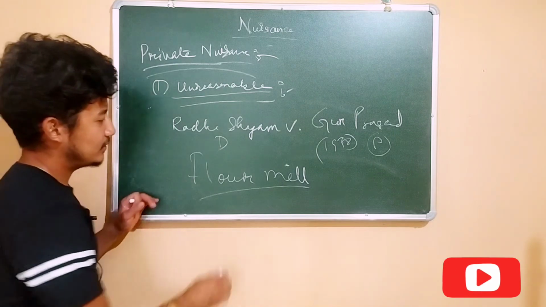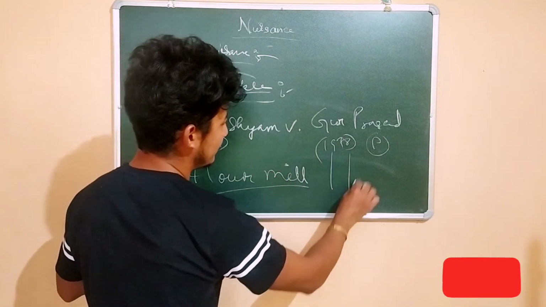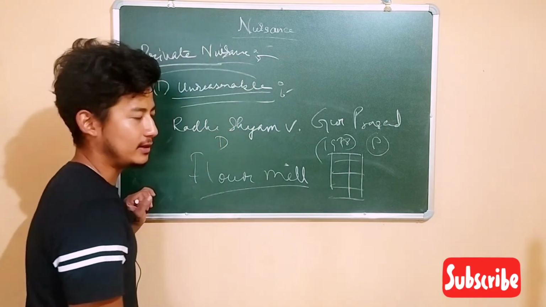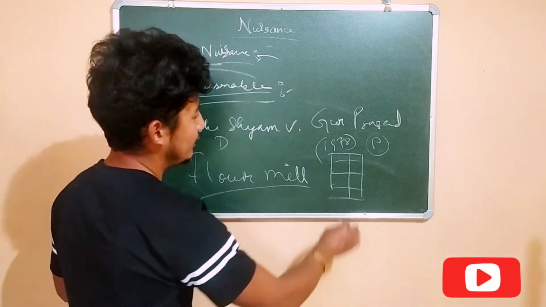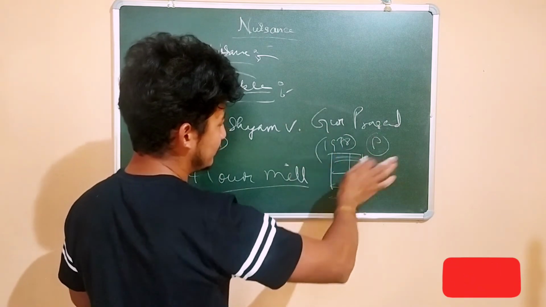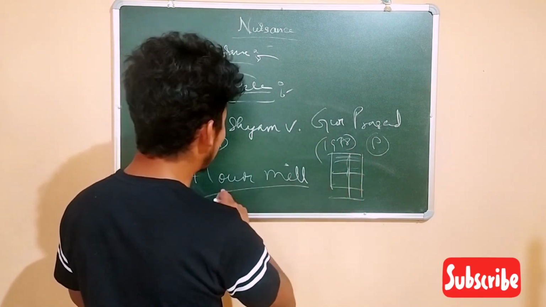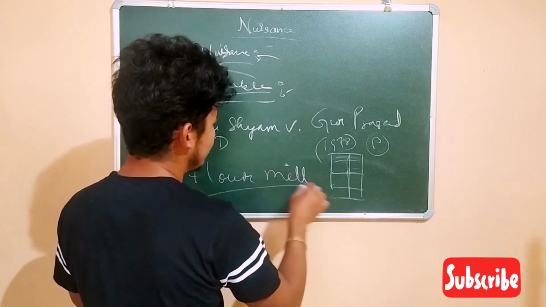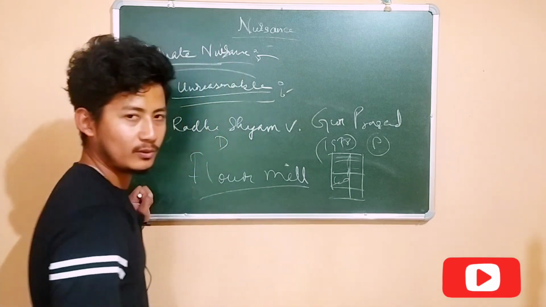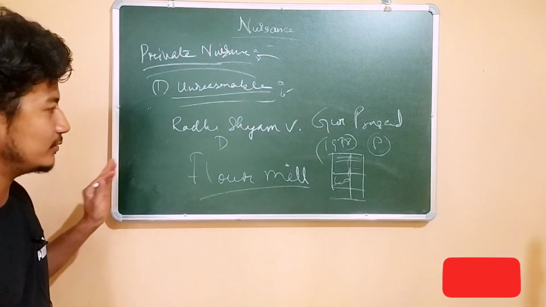In their premises. Suppose there is an apartment, say a multi-story apartment of 4 or 5 floors. There is a society, and many people are living there. So Guru Prasad and others filed a suit against the act of Radheshyam. He was supposed to construct a flour mill on the first floor of the building.